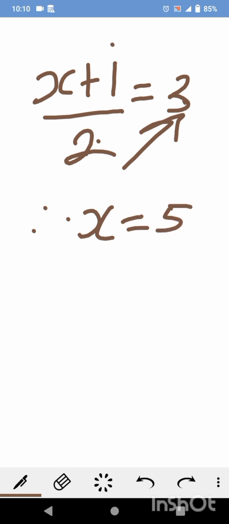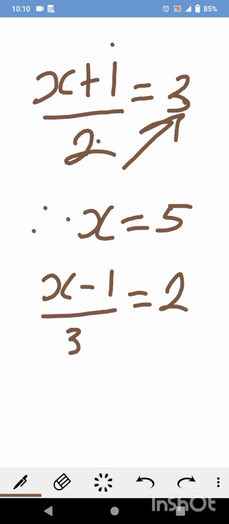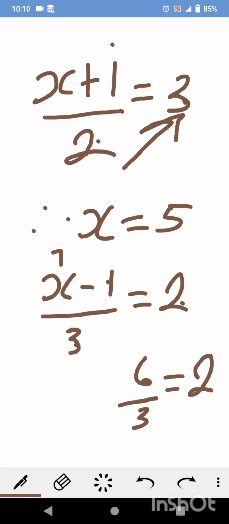Okay, so what if we have x minus 1 divided by 3 is equal to 2? Okay, we can see that our x has to be, what will you divide by 3 that will give you 2? It has to be 6 divided by 3 to get 2. But we have minus 1 up here, so our x has to be 7. That's how we know that our x should be equal to 7. So that 7 minus 1 divided by 3 will give you 2.